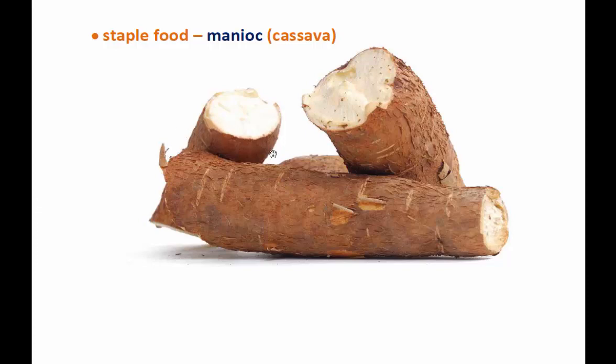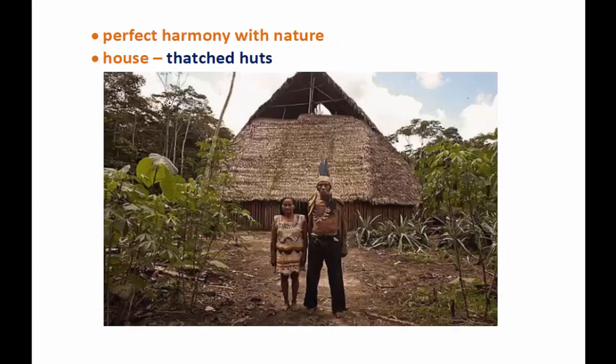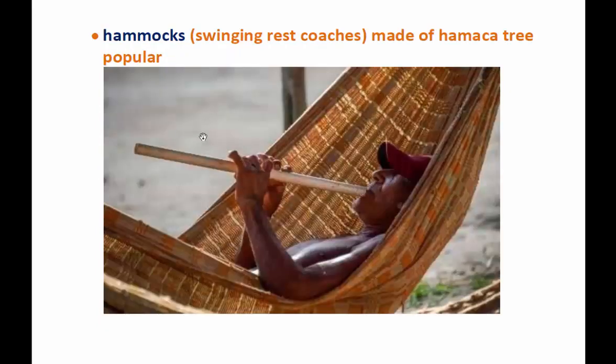This is their staple food, and they usually live in perfect harmony. The tribals living in the Amazon basin or Amazon forests live in perfect harmony with nature. They don't disturb nature, and they don't destroy the environment of that forest. Their houses are usually thatch huts, which you can see from the picture here. This is one of the thatch huts constructed by the tribals of this Amazon basin. Another important item is a swinging rest couch, also known as hammocks.